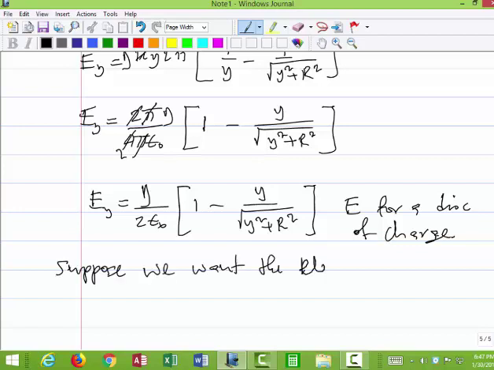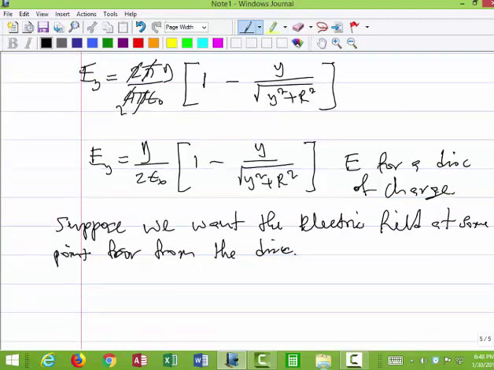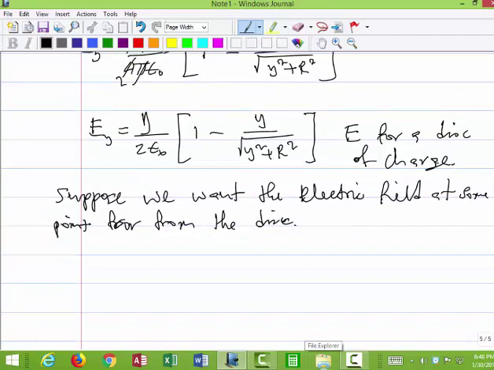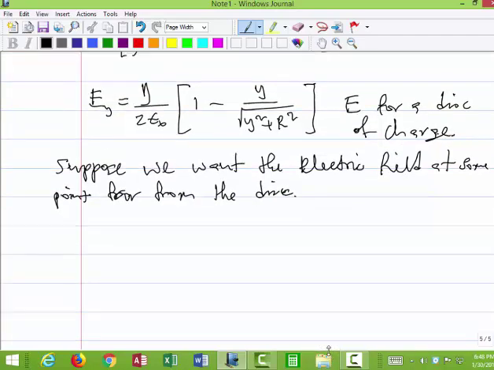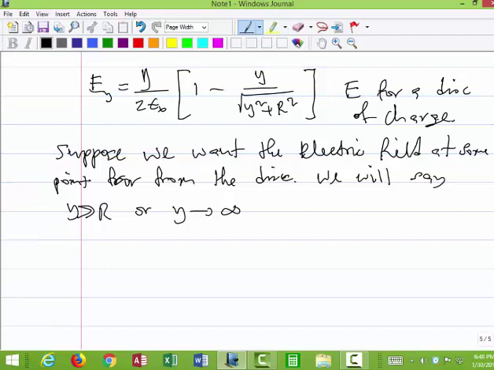So suppose we want the electric field at some point far from the disk. At some point far from the disk, we're going to say that y is much, much larger than r, or we can say y approaches infinity. So if y gets very large, then y is much, much greater than r. At some distance very far away from the disk, we can find what the electric field looks like.